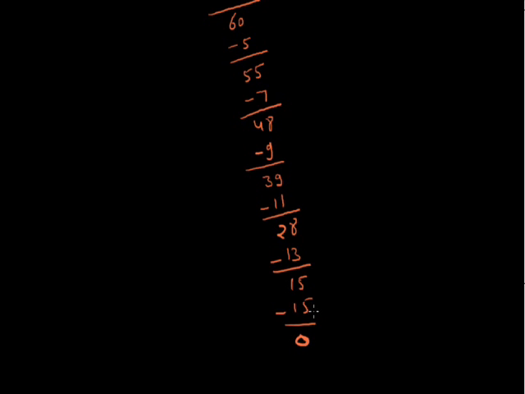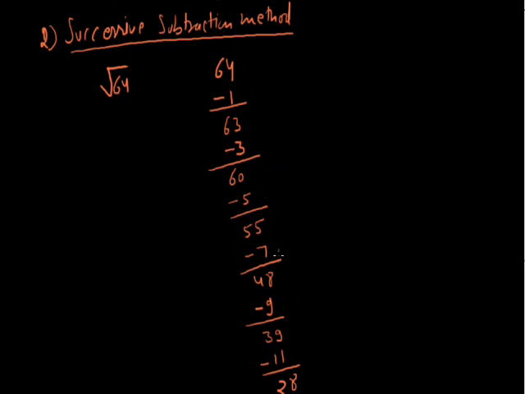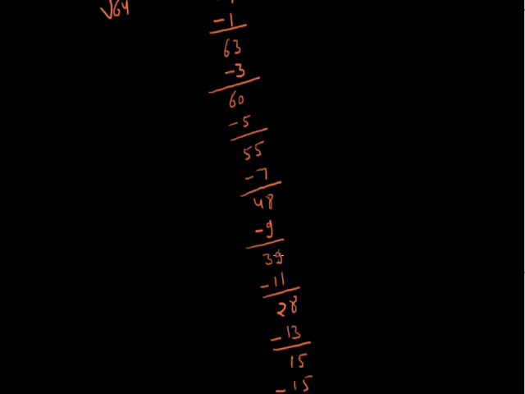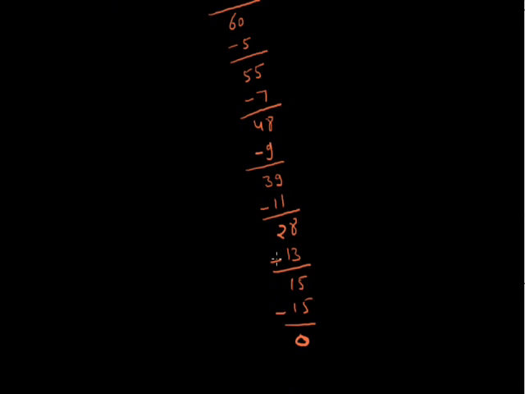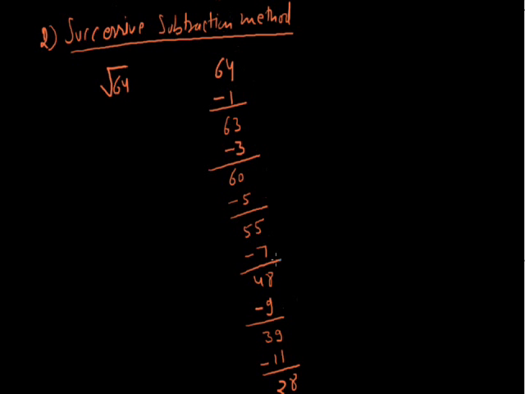Now how many odd numbers did I subtract here? Count the number of odd numbers that we subtracted. That is 1, 3, 5, 7, 9, 11, 13 and 15. So the total of 8 odd numbers were subtracted to get 0. So 8 is the answer.